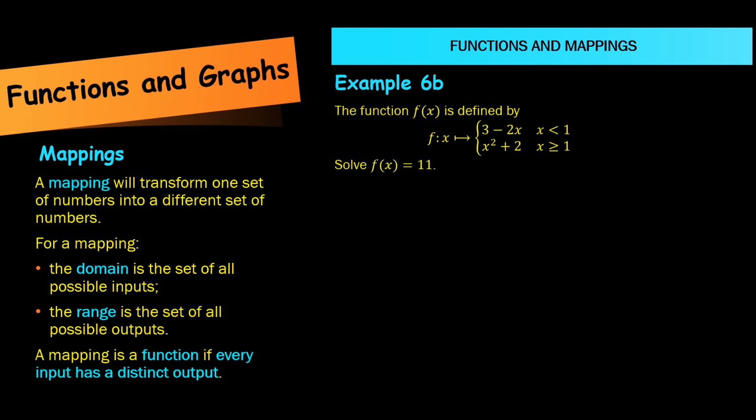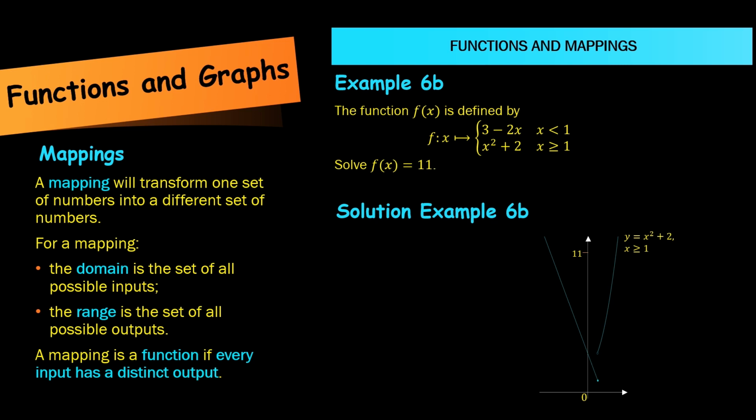Now let's solve part B. We are required to solve f of x equals 11. So let's solve this. Here's our curve, or here's our function. Here's y equals 11. If we want to solve f of x equals 11, how do we find our solutions? On the positive side, when x is greater than or equal to 1, or on the negative side, when x is less than 1.